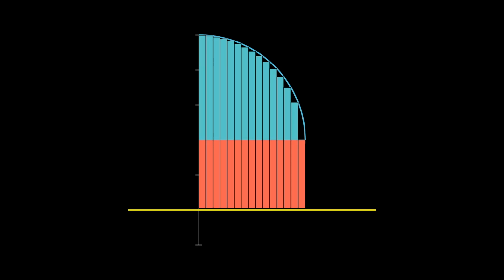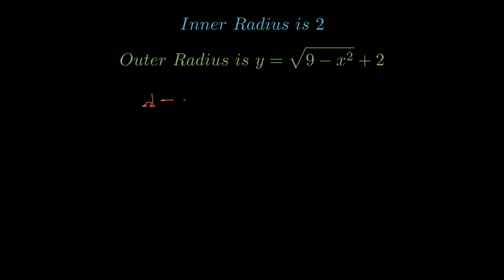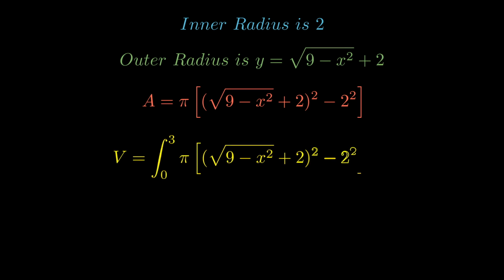So we already found that the radius was y equals the square root of 9 minus x squared. However, now this function is being rotated around y equals -2. And that means that we must add 2 to y equals the square root of 9 minus x squared to find our outer radius. And then the inner radius is simply 2. So that means the area of a washer in general for this problem will be pi times ((the square root of 9 minus x squared plus 2), which is the outer radius, squared, minus 2, which is the inner radius, squared). And that's the area, and now this is the expression for the volume.